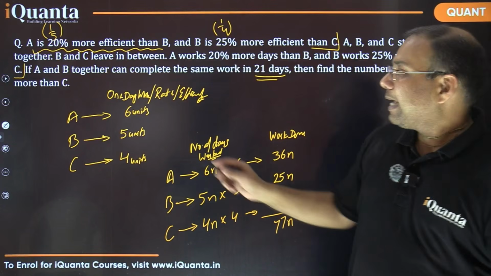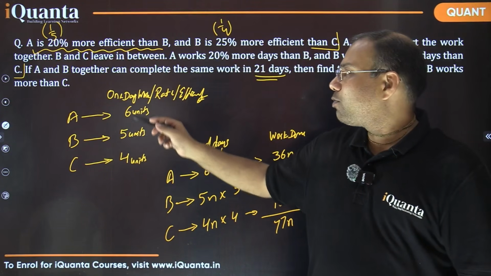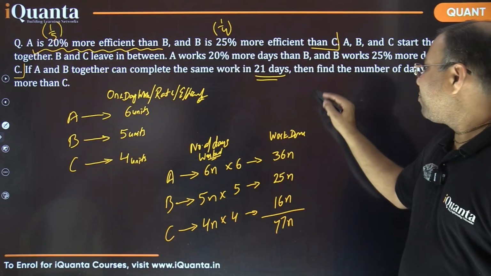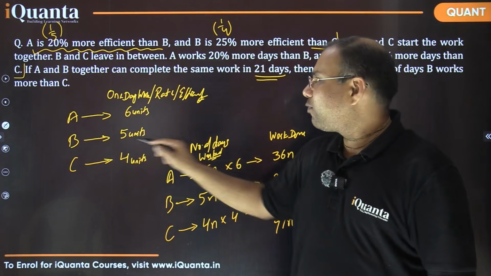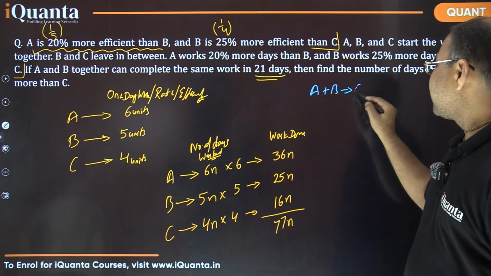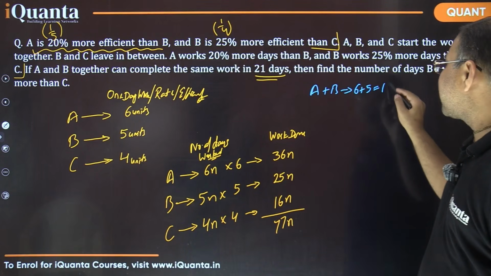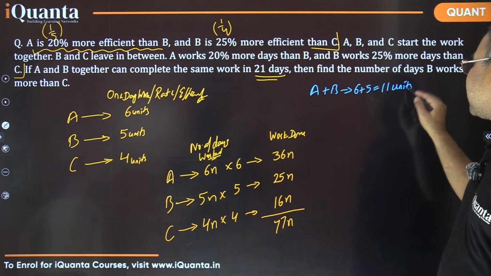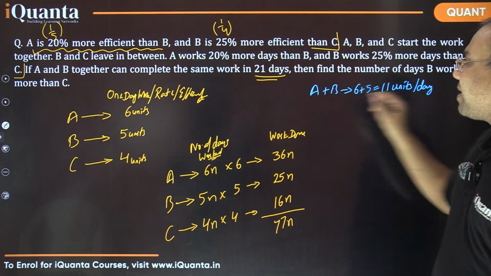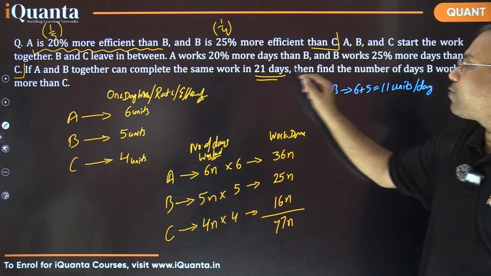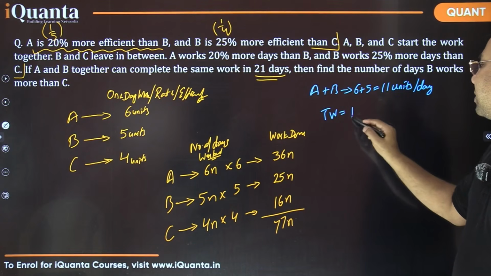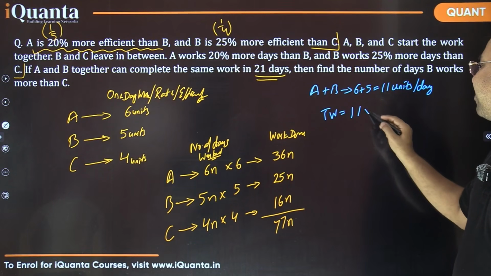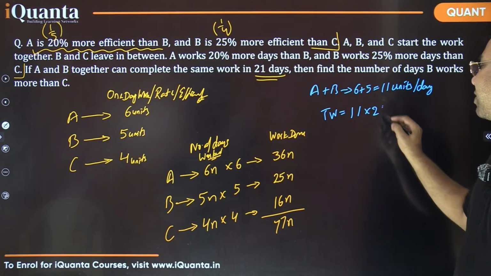So we know that A and B are completing 6 units and 5 units daily. So A and B work together. So their combined rate of work becomes 6 plus 5, that is 11 units per day, right? So it is mentioned that they complete the same work in 21 days. That means total work would be obtained by multiplying this 11 with 21, right? That must be the total work.